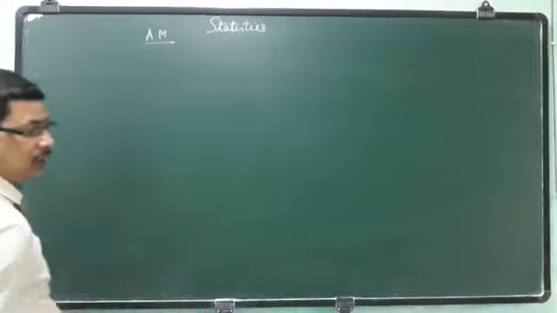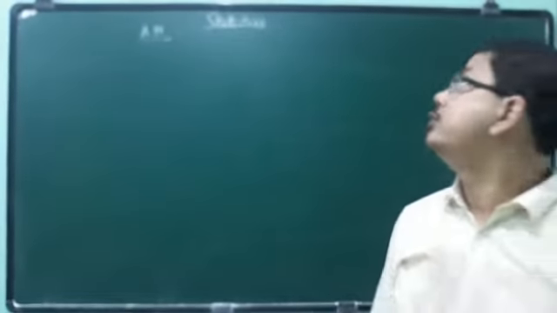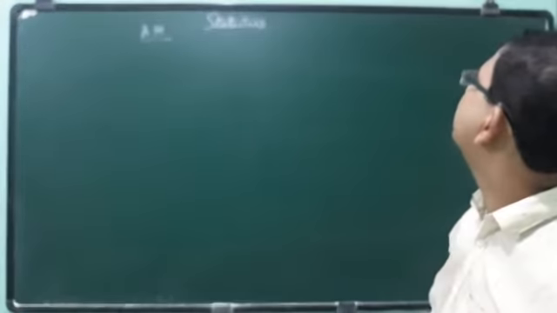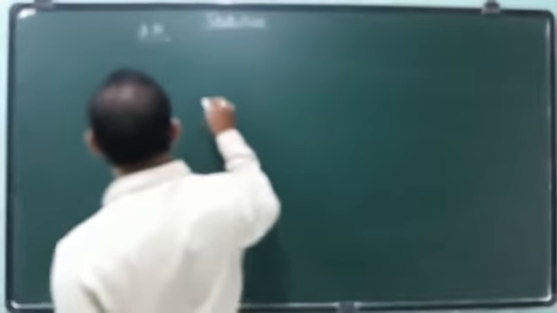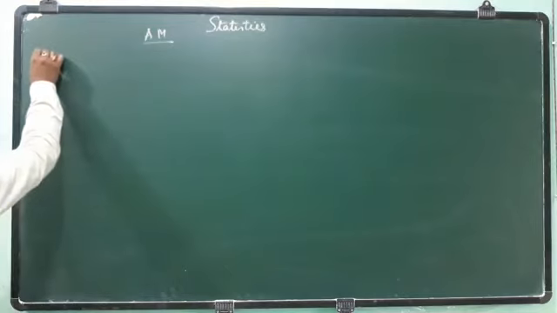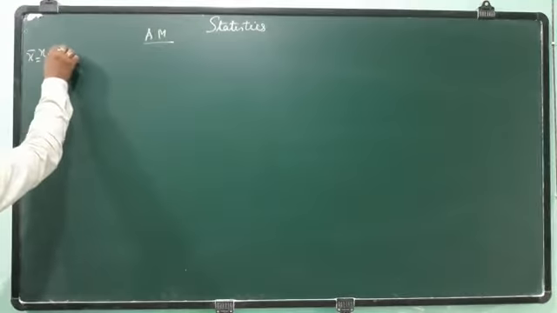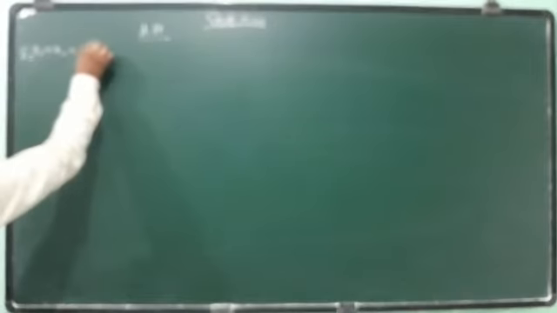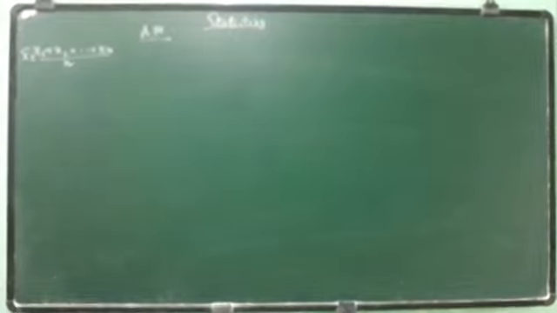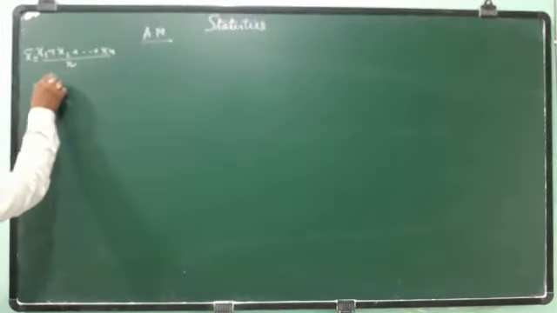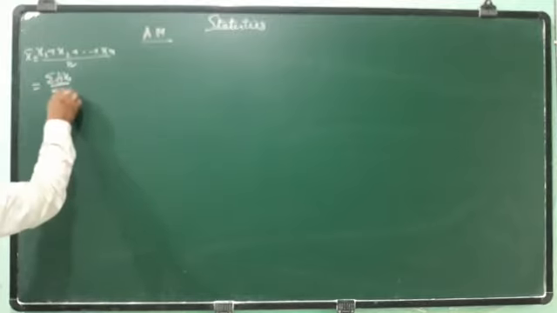Arithmetic mean means generally what we are calling the average. That is average we are going to do, and that's formula also we know. If so many values are there, then average x bar is x1 plus x2 plus dot dot plus xn, whole thing divided by n. Another formula with frequency is summation fi xi by summation fi.